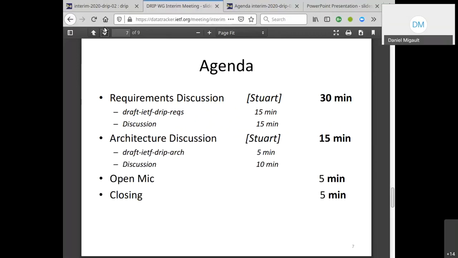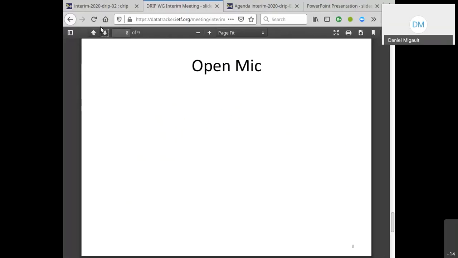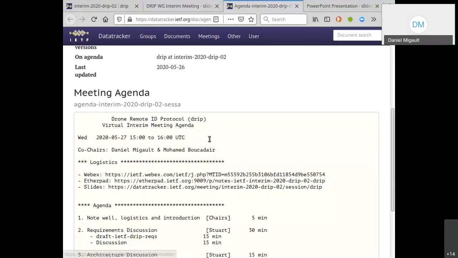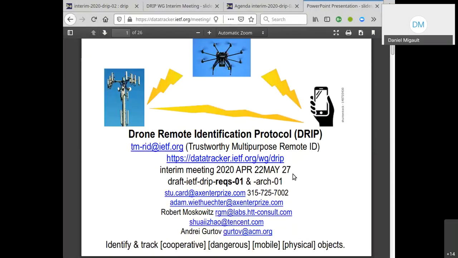So next slide, the agenda today. Well, we have two main documents, which are the requirements and the architecture document. So the emphasis is going to be on the requirements. And then open mic will follow. So that's the agenda, and here is the slide. So the floor is yours. Okay, I'd like to rip through these a lot more quickly than the time that you've given me. So next slide.